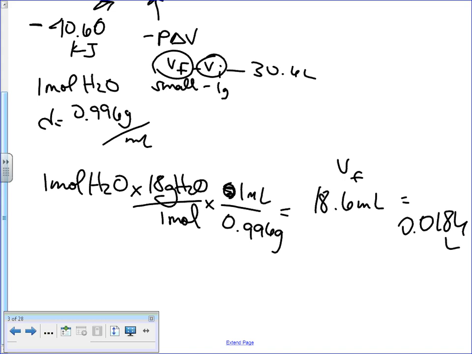And all in all, what units are going to be present for work after you're done calculating? Atmosphere liters. And to get from atmosphere liters to a usable form of energy, what's the conversion? 101.3 joules per atmosphere liter. And then joules have to go to kilojoules so that I can add it to this number here.